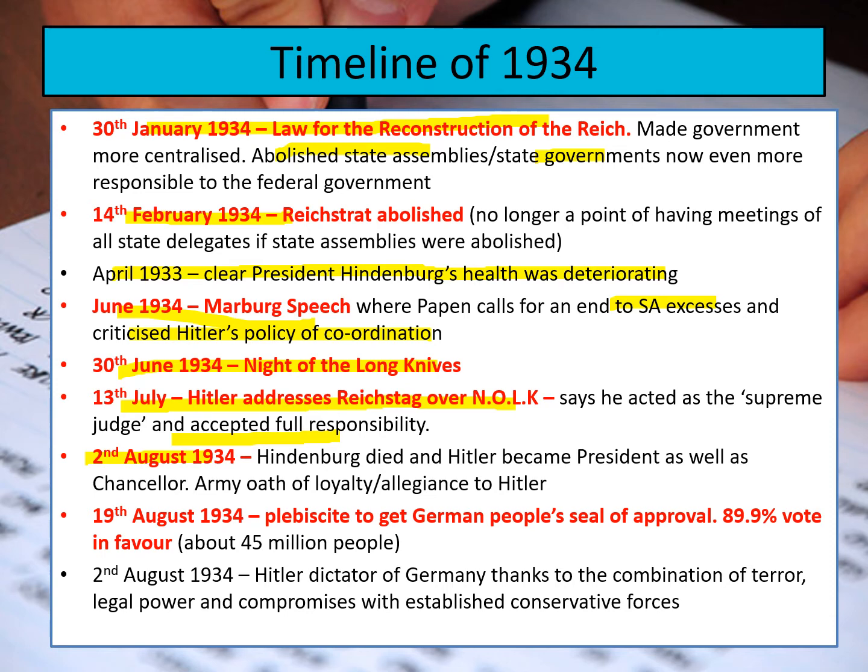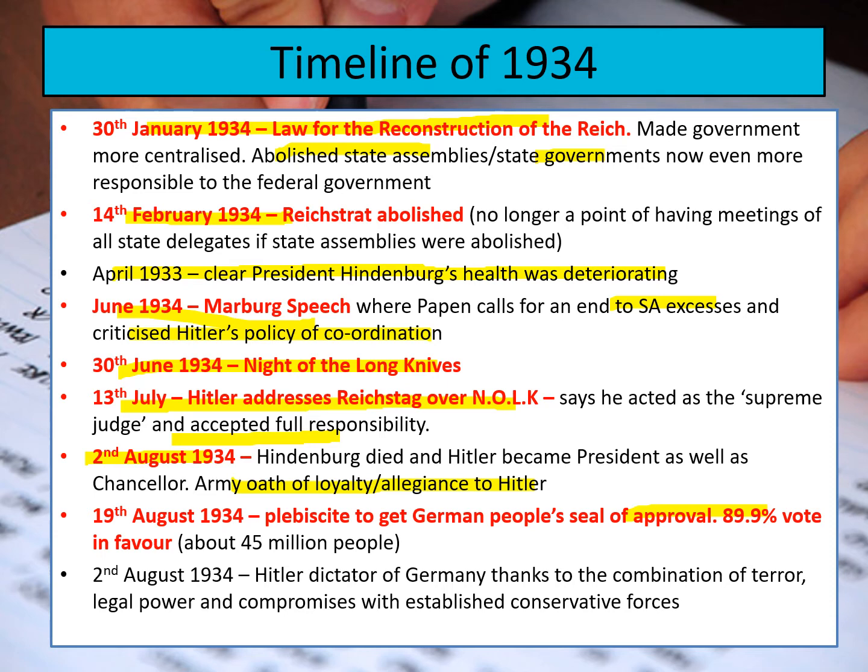the army to swear an oath of loyalty to him personally, rather than to the country, as they used to do. And after he's got the army oath of loyalty, after he's combined the roles of president and chancellor together to create the Führer, he holds a plebiscite to see if the German people approve, and 89.9% of the public vote in favour of this and say that they want Hitler to become the Führer, the supreme leader of Germany.